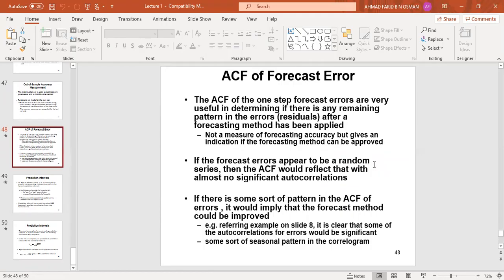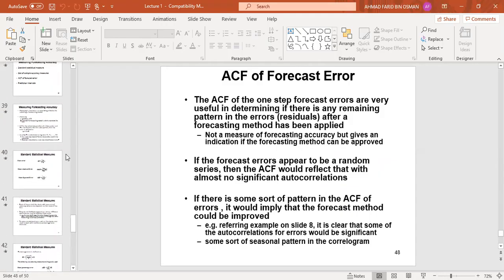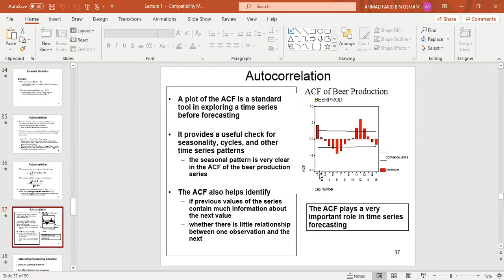So if the forecast error appears to be a random series, then the ACF would reflect that with almost no significant autocorrelation. Meaning that if you produce the ACF for the residuals to inspect the relationship between current and previous residuals, we need all the values of autocorrelation to be inside the critical values, the interval, the two standard error bands. If not, then there is a correlation between current error and the past errors, what we call the autocorrelation problem.